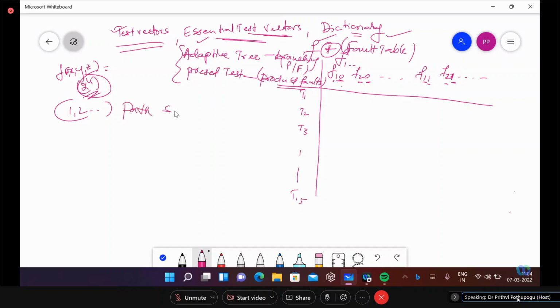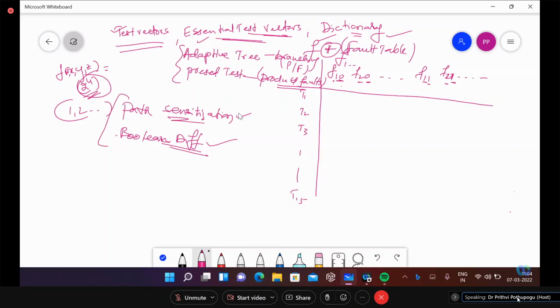We have this path sensitization as well as the Boolean difference approach. Now, this Boolean difference we can use for complex designs also. This algebraic method is for low to high complex designs, but path sensitization can be handled only up to some limit of complexity.